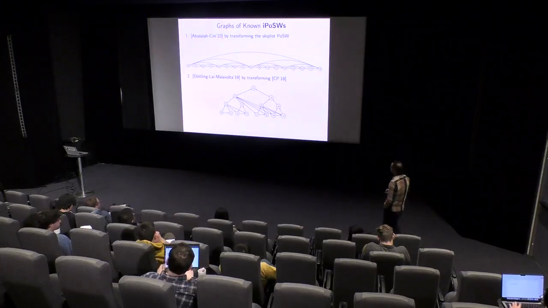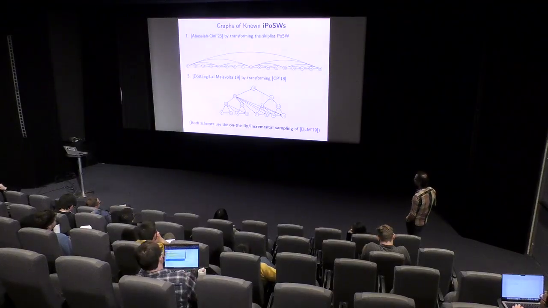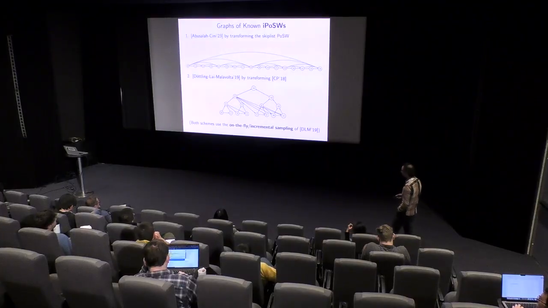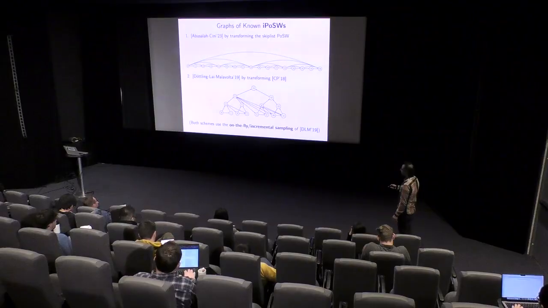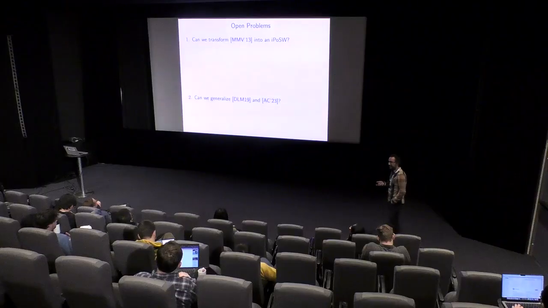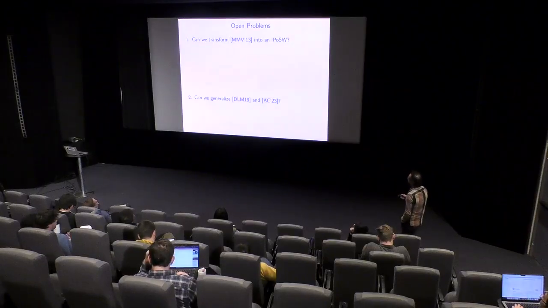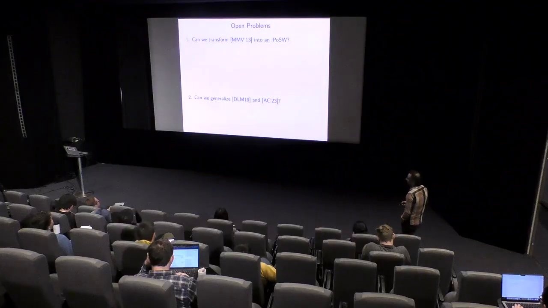Before the natural question, both schemes use the very clever on-the-fly incremental sampling technique introduced by Döttling, Lai and Malavolta. Okay, so incremental POWs are transformations of existing POWs. This was transformed. The natural question is, what happens to MMV? Why is nobody interested in this original scheme? So this is the main thrust, the main question that started this work. Can we transform MMV into an IPOW? Why isn't it transformed? And the second question, can we generalize these two schemes into one grand scheme?